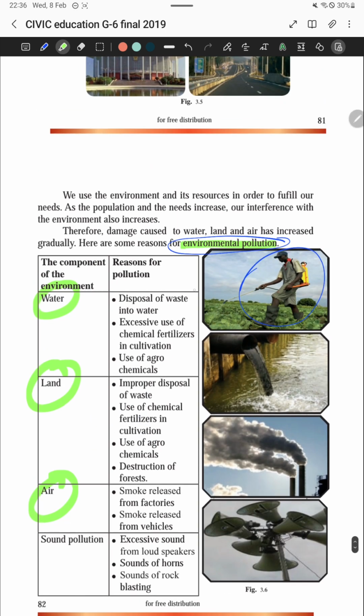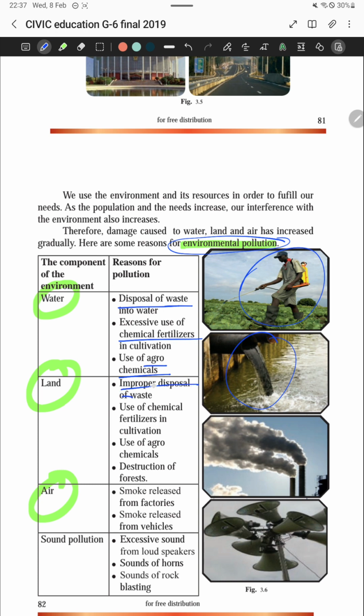First thing is water. You are disposing waste into the water, that is a problem, and using chemical fertilizer and agrochemicals. Agrochemical means using chemical things on agricultural things like paddy fields and something like that. Then you will destroy the water in the world, right? This is also another example in the second photo. You are disposing the waste of your factories into the water, then you know what will happen to the water, right?